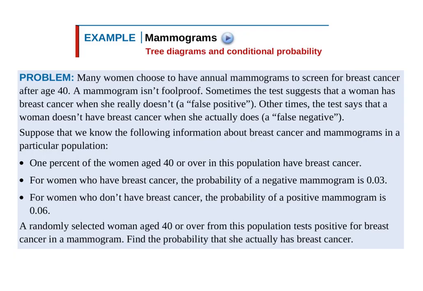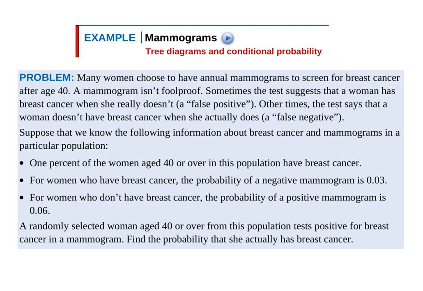Let's check out an example where we use both tree diagrams and conditional probability. Let's talk about mammograms. Many women choose to have annual mammograms to screen for breast cancer after age 40. A mammogram isn't foolproof, much like many medical tests. Sometimes the test suggests that a woman has breast cancer when she really doesn't, which is a false positive. Other times, the test says that a woman doesn't have breast cancer when she actually does, which is a false negative. Also, women are not the only humans that get mammograms, just putting that out there.